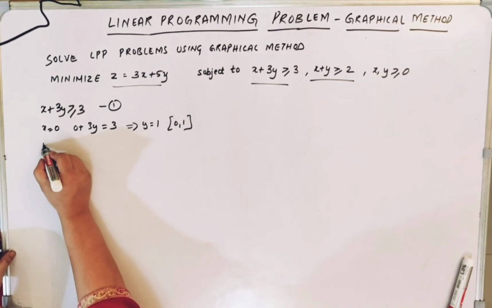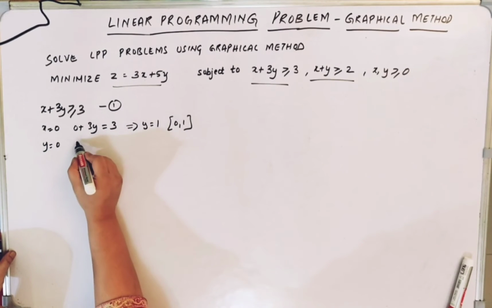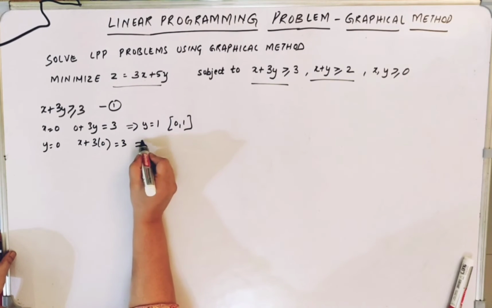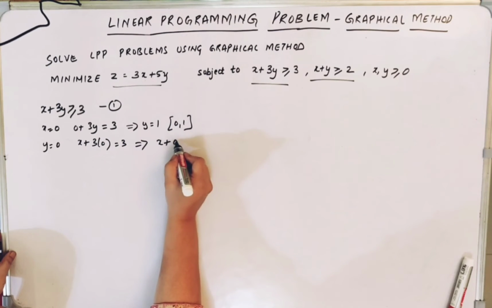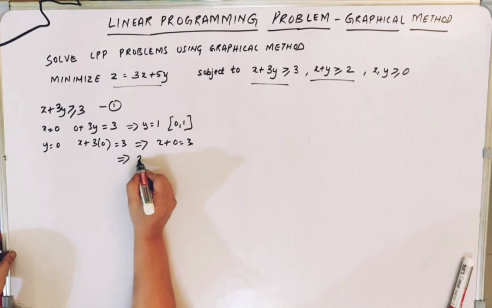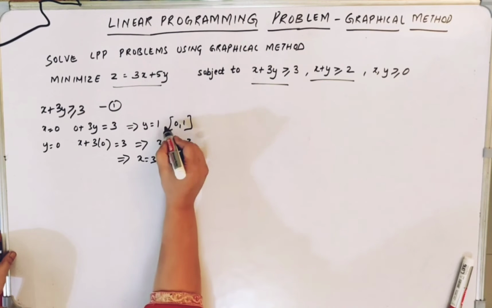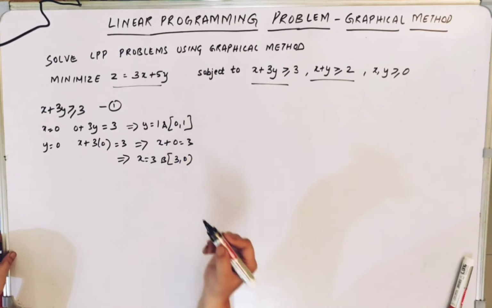Now we'll do the same thing. Put y is equal to 0 now. So we get x plus 3 into 0 is equal to 3. So x plus 0 is equal to 3, or x is equal to 3. What is our second point now? 3 and 0. Let's call these point A and point B.